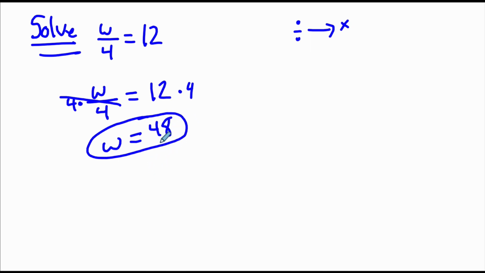How do I know? If I take 48 and plug it back into the original equation up here, 48 divided by 4 does equal 12. So that is the solution to the equation. All I did was use inverse operations right here. The inverse of division is multiplication. Inverse operations undo each other, or as I'm saying, it cancels it out. And that's how I got w by itself.